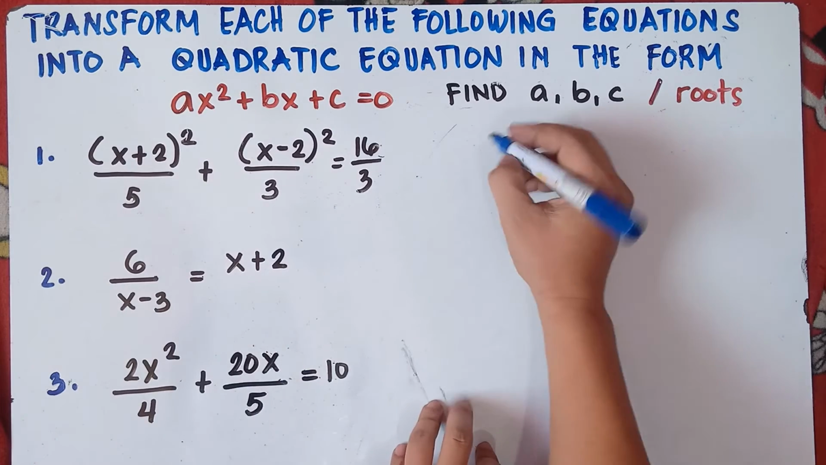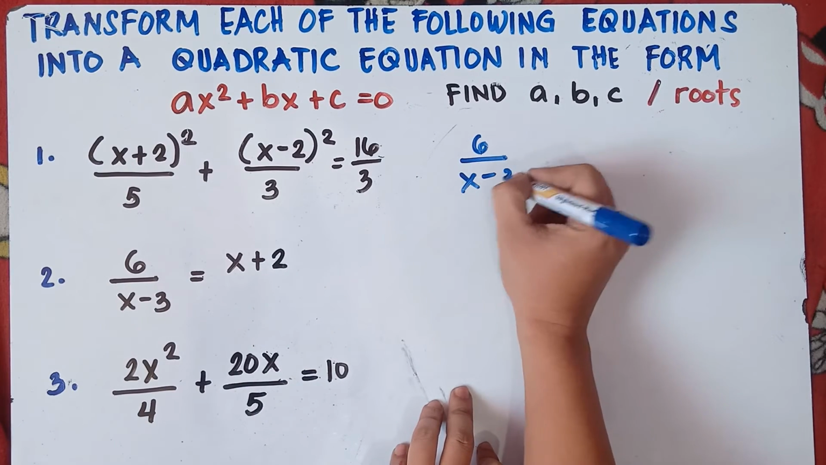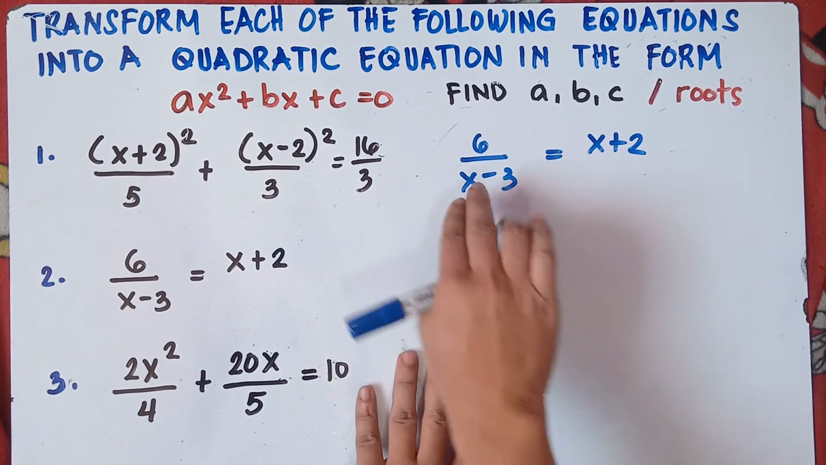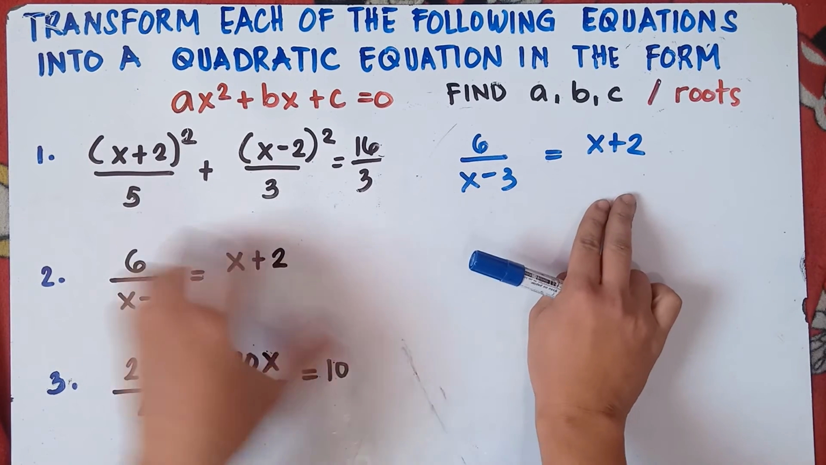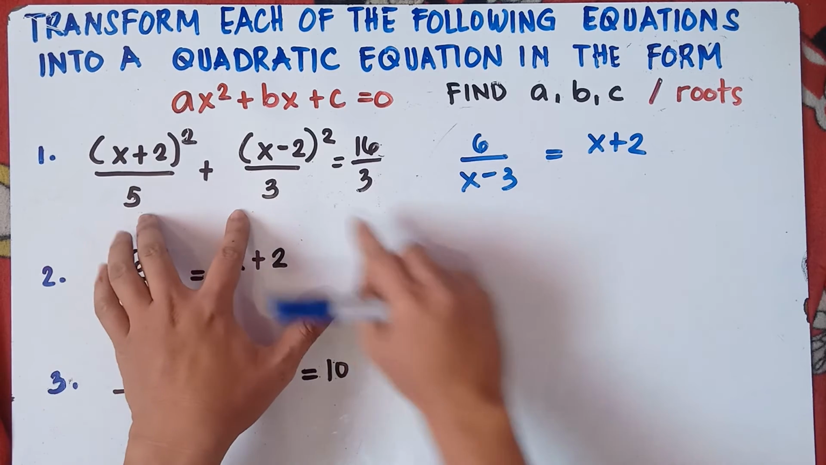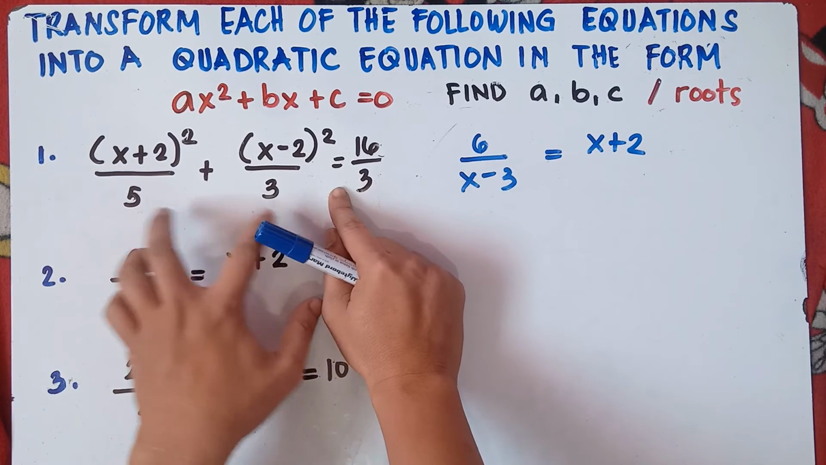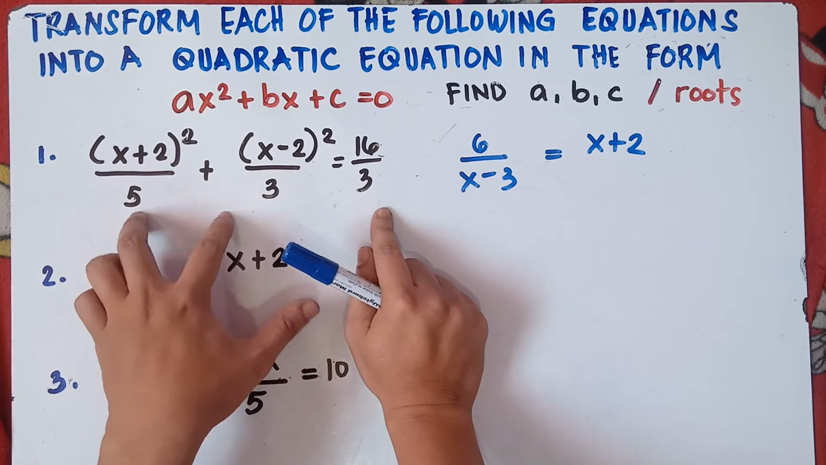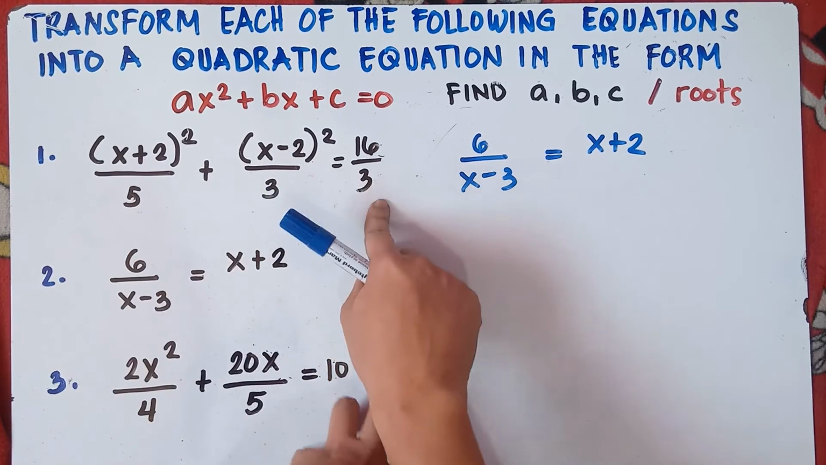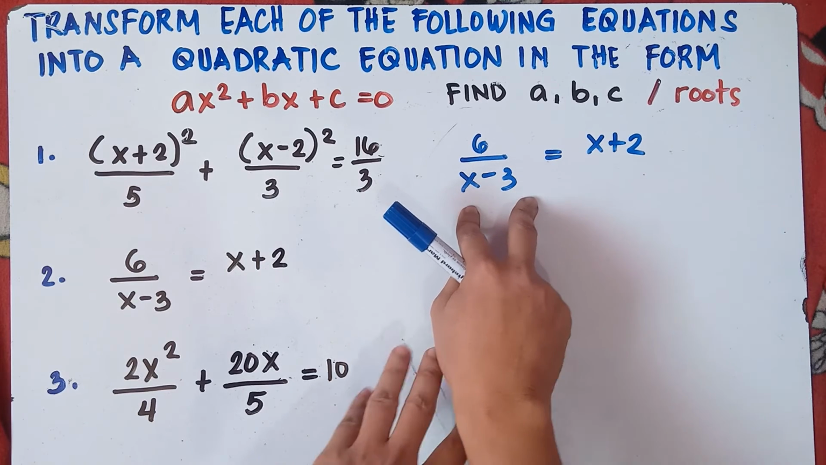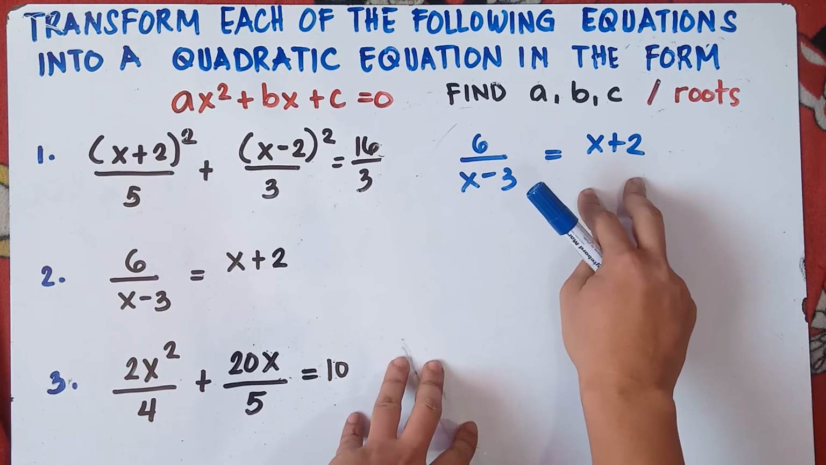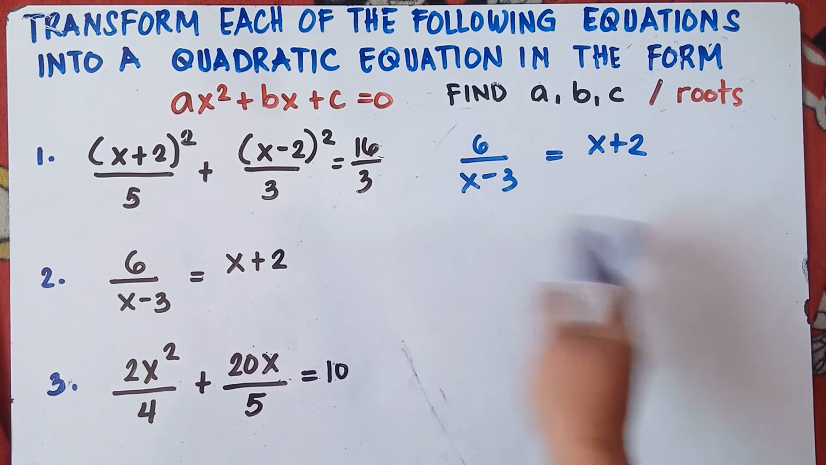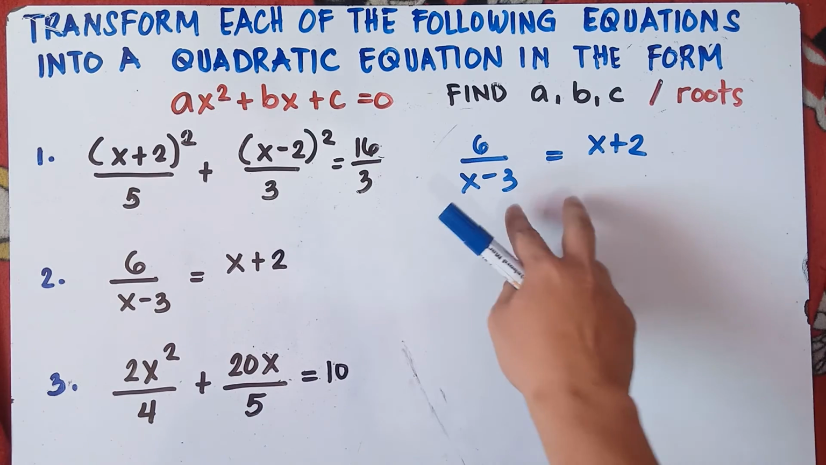If you have this kind of equation, x over x minus 3 equals x plus 2, we only have one expression on the left and right. So it's not the same with number 1, class. In number 1, on the left side of the equal sign we have two expressions, and on the right side just one. Now, if you only have one expression on each side, you can simply answer this by cross multiplication. This is very easy, class, for number 2.